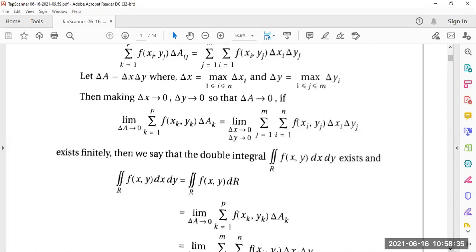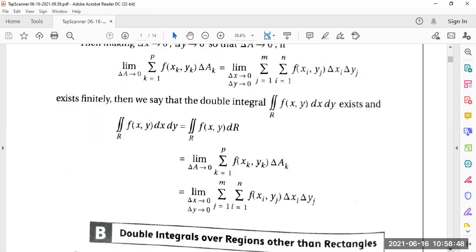So from here, in the limit concept, we can write any integration as a summation. So the limit as delta A tends to 0, summation k equal to 1 to p of f(xk, yk) into delta Ak, which we have already written previously. And again for this one we can write this, so that is written here. So the double integration over R of f(x,y) dx dy means the limit as delta x tends to 0 and delta y tends to 0, summation j equal to 1 to m, summation i equal to 1 to n of f(xi, yj) delta xi into delta yj. That is the definition of our double integral.